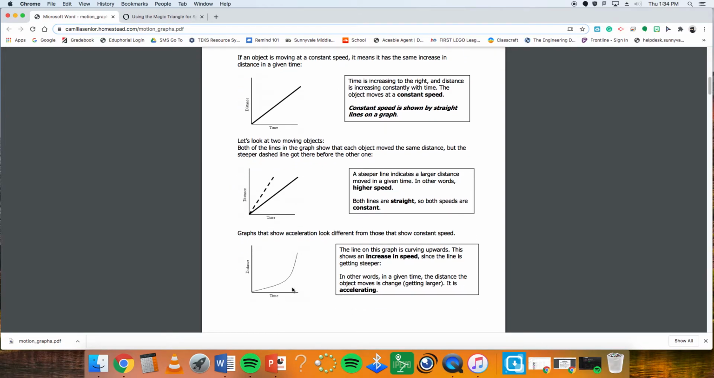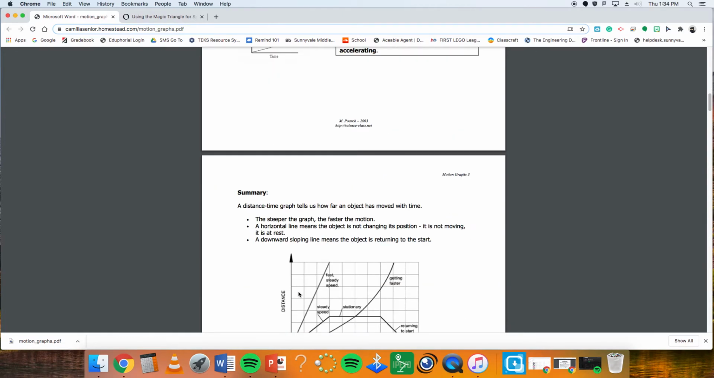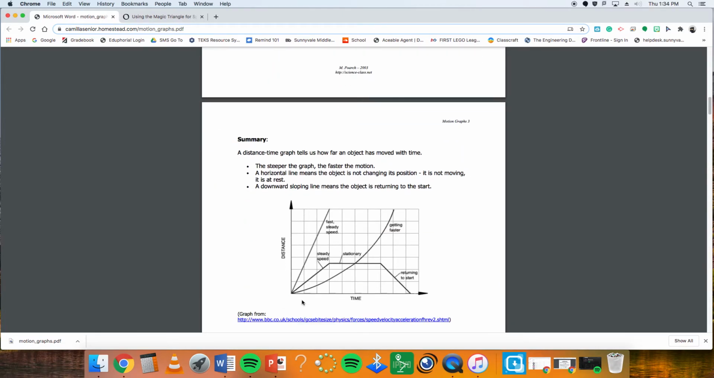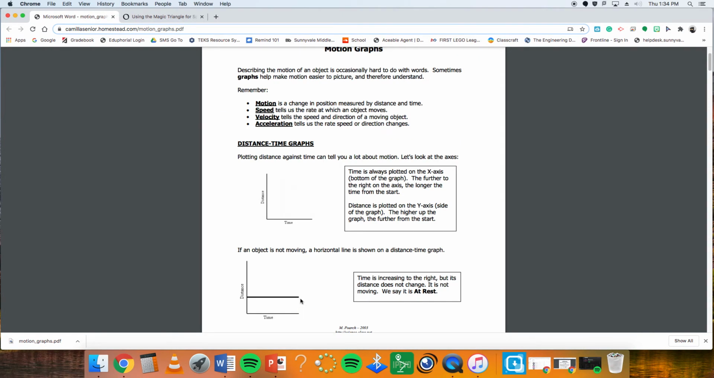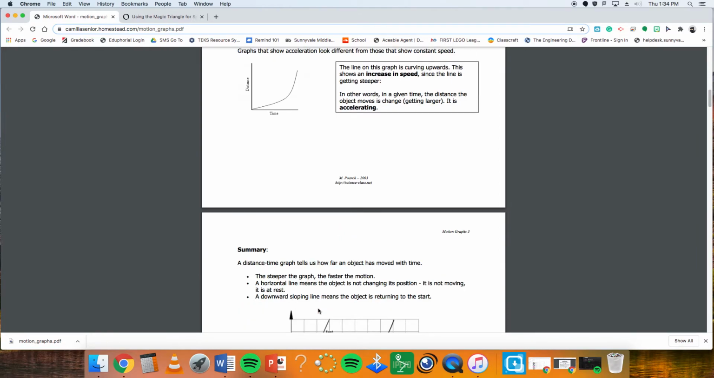And we have acceleration, speeding up. You can do the line like this and going this way, and that would be acceleration as well. Slowing down. Starting off really fast and then slowing down. So this is a summary. This is actually a page that you guys are going to be doing when you get to motion graphs. So I'm kind of giving you some explanation.